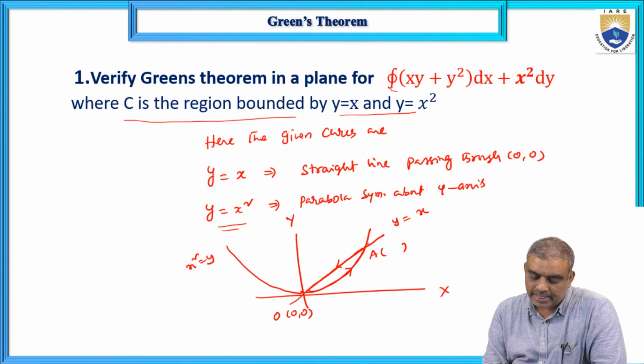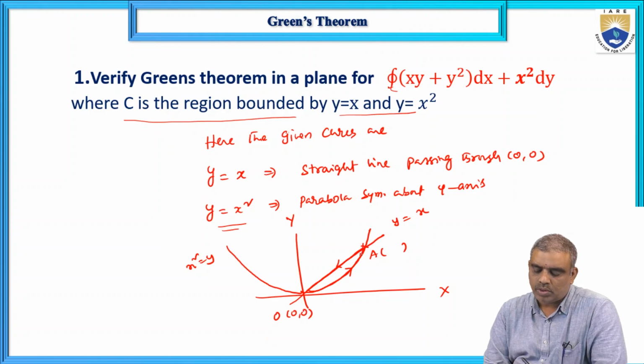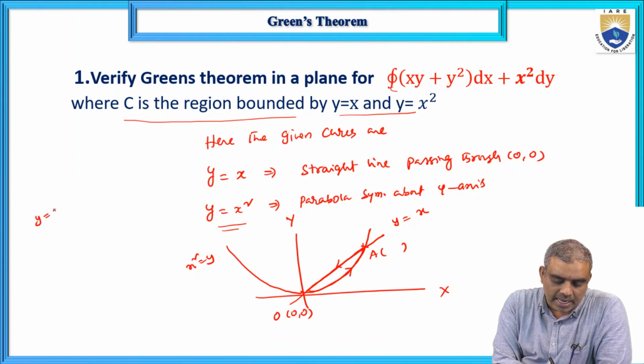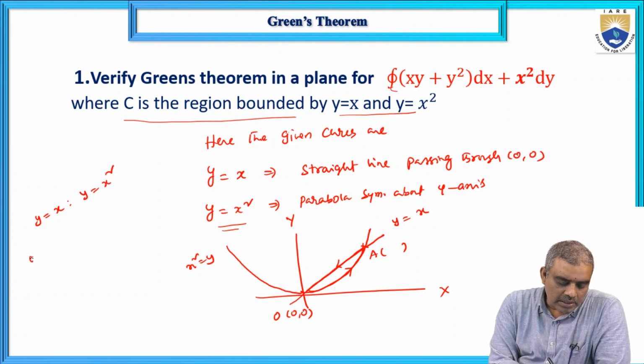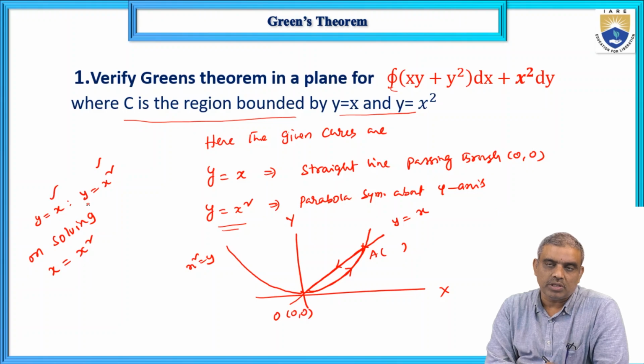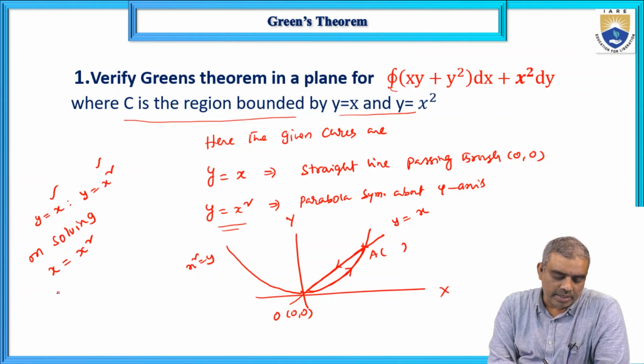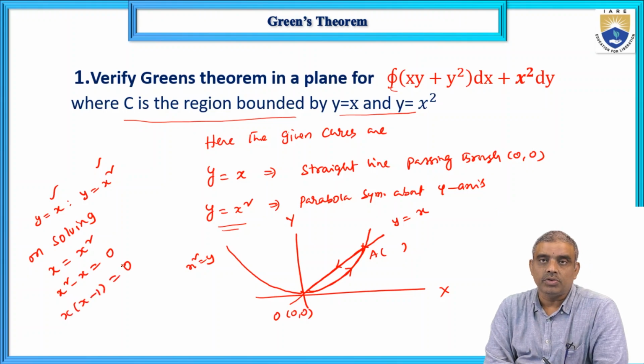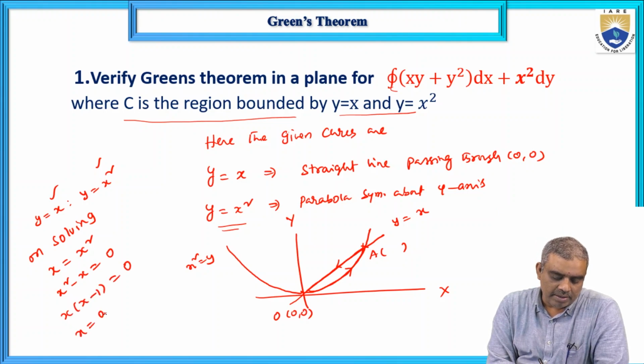So here the intersection points of the two curves, y is equal to x is one curve and y is equal to x square is the other curve. On solving these two, you can get the intersection points. On solving, I can write x is equal to x square, or x square minus x is equal to 0, or x into x minus 1 is equal to 0. That means x takes the values 0, 1.